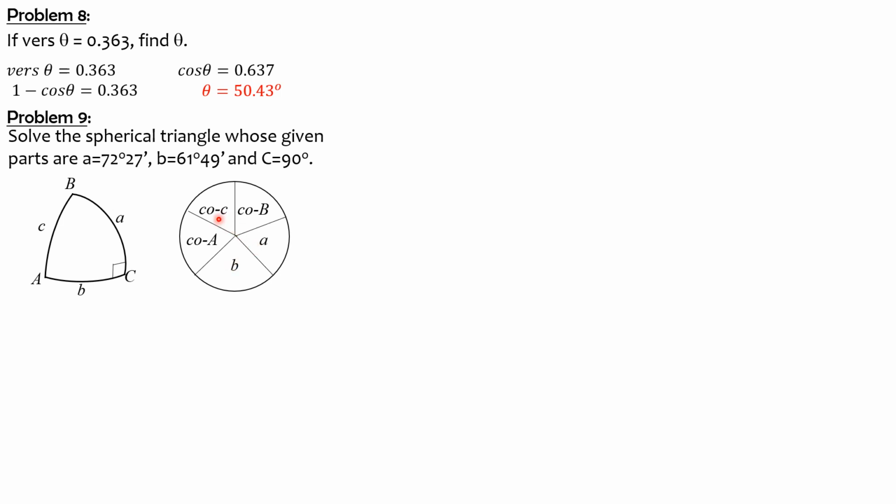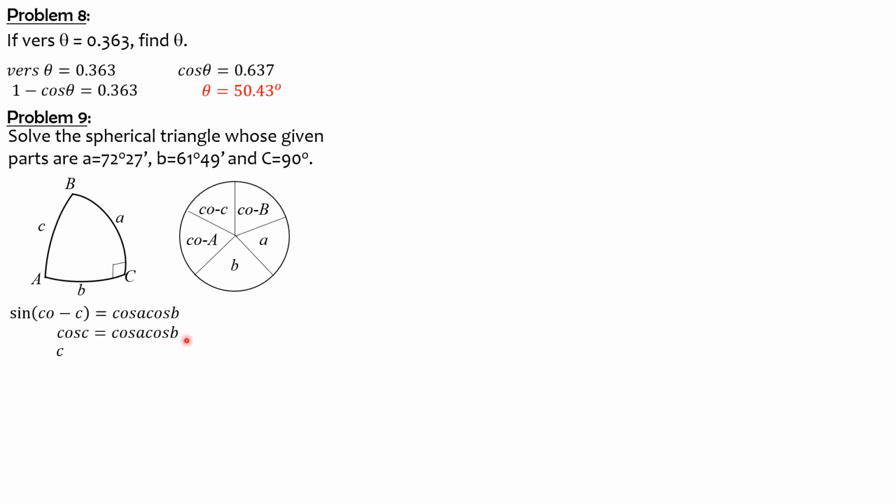So this part, which is the complement of C, is opposite to A and B. So I use the sin cos op rule, which is the sine of this middle part is equal to the product of cosines of opposite parts. That is, sine of complement of C is equal to cosine of A times cosine of B. Then from trigonometry, sine of complement of C, or sine of 90 degrees minus C, is cosine of C. So this is now equivalent to cosine C equals cosine A times cosine B.